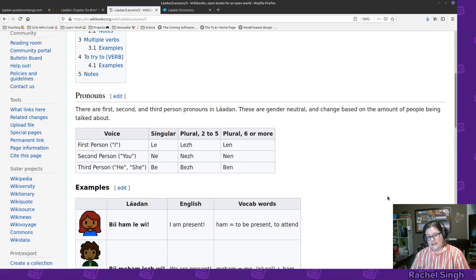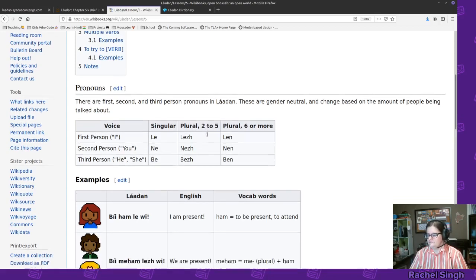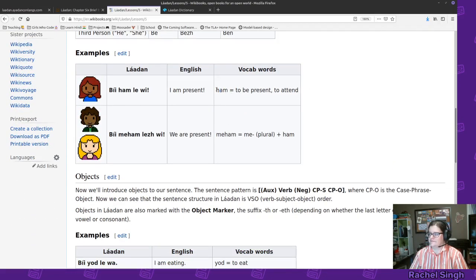So with the pronouns, we have first person, second person, third person, and then we have singular, plural of 2 to 5, some, and then plural of 6 or more, many. So for first person singular, it's le, that's like, I am eating a cake. If we had 2 to 5 people, it'd be lej, and then plural len. And again, for second person, ne, nej, nen. Be, bej, bin.